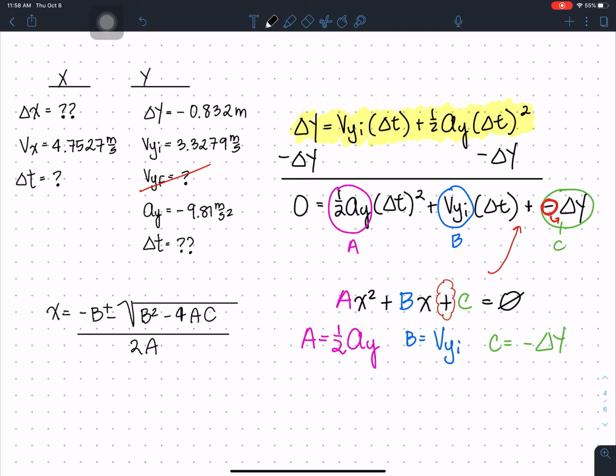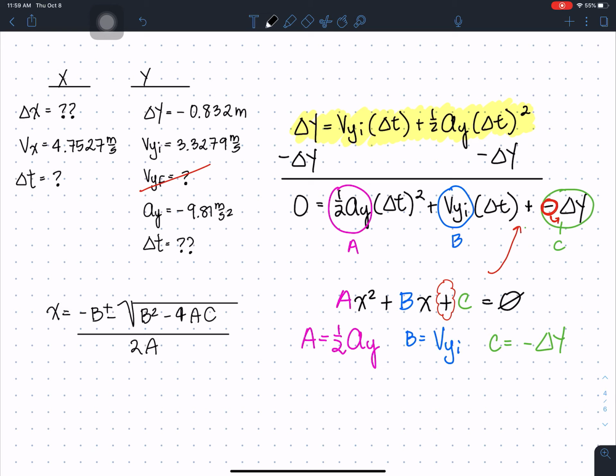All right, friends, let's go through our steps to use the quadratic equation to solve for our unknown variable t when none of our inputs are 0. So we started with the equation that you see highlighted in yellow. Delta y equals Vy initial delta t plus 1/2 Ay delta t squared.